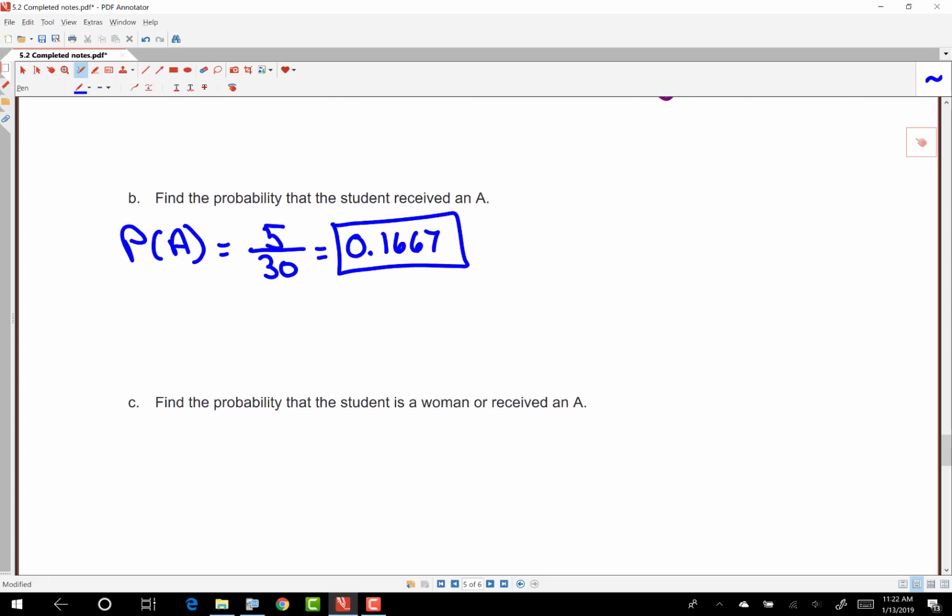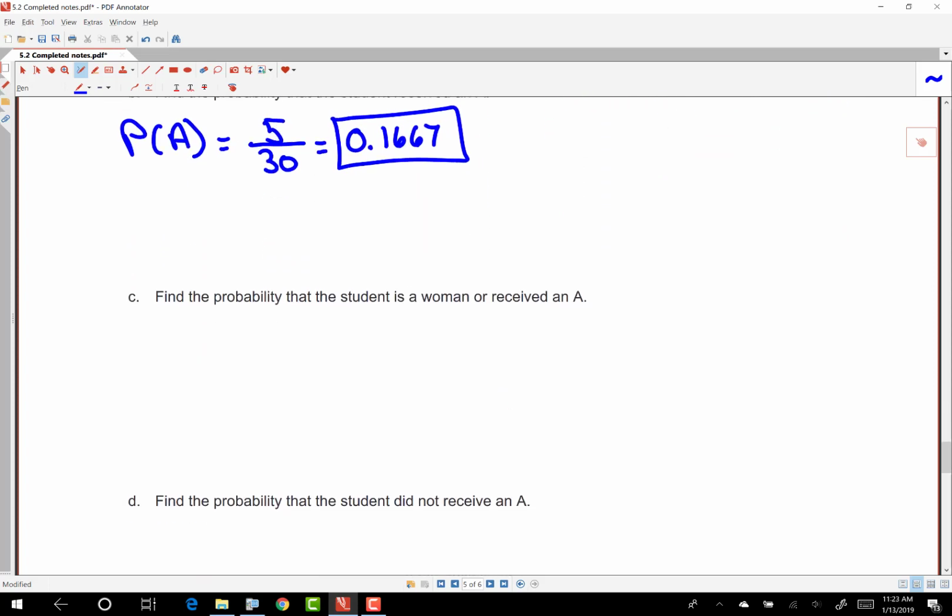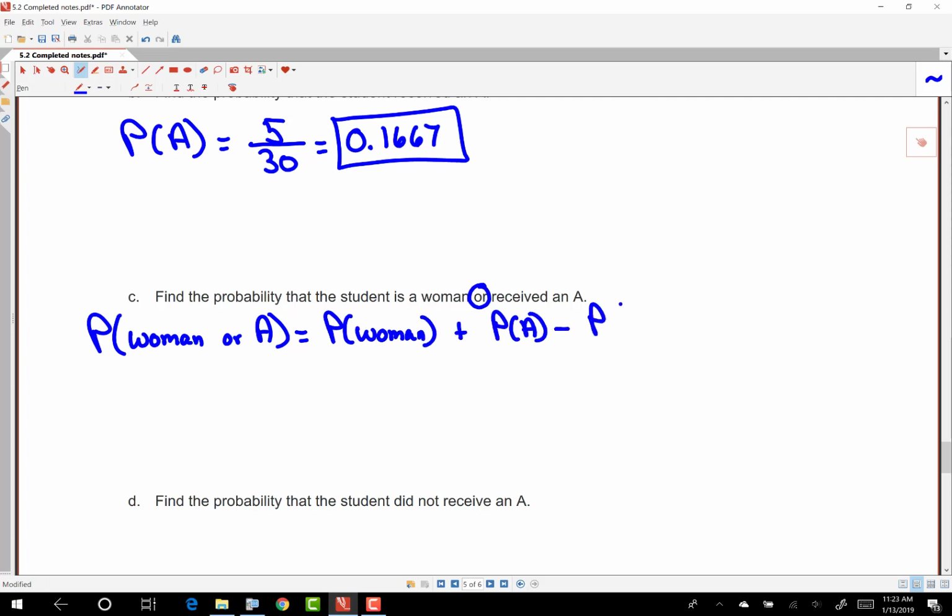Okay, now for part C, notice this word "or." That's how we're going to know to use the addition rule. Find the probability that the student is a woman or received an A. So we're looking for the probability of woman or A. Using the addition rule, that's going to be the probability of a woman plus the probability of an A minus the probability of being a woman and an A at the same time.